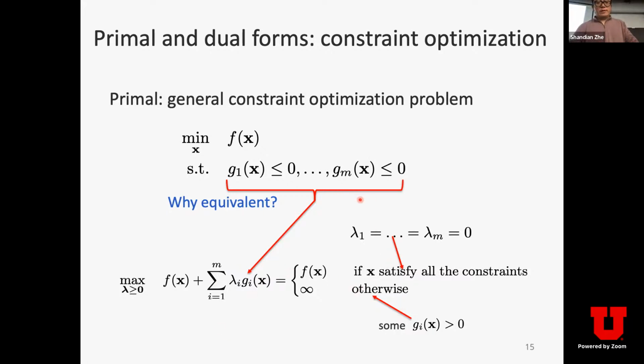And what if I pick an x which violates any of those m constraints? If that's the case, what will be the maximum value of the Lagrange function in terms of lambda? Think about it. Suppose g1(x) is bigger than 0. That just means the x you chose is violating the first constraint. So g1(x) is bigger than 0.